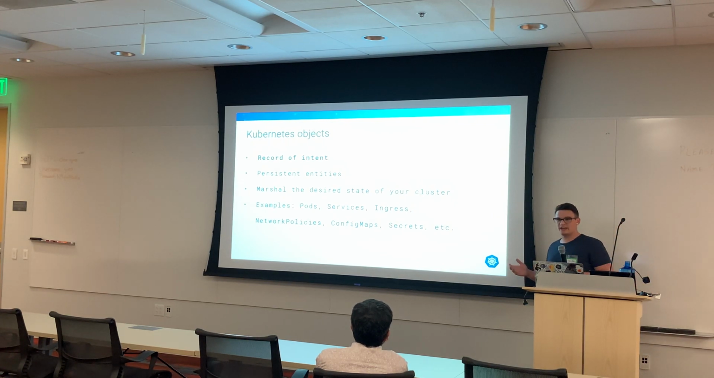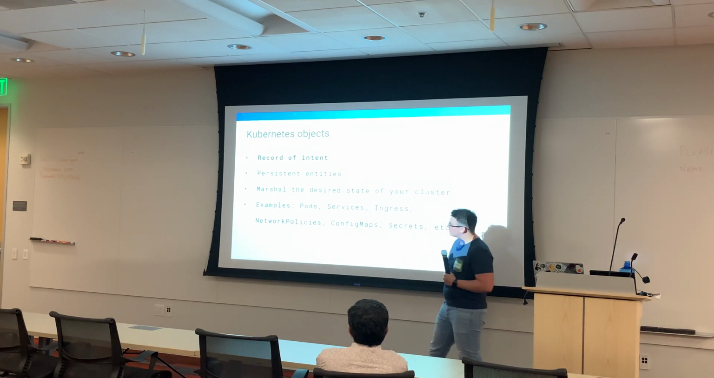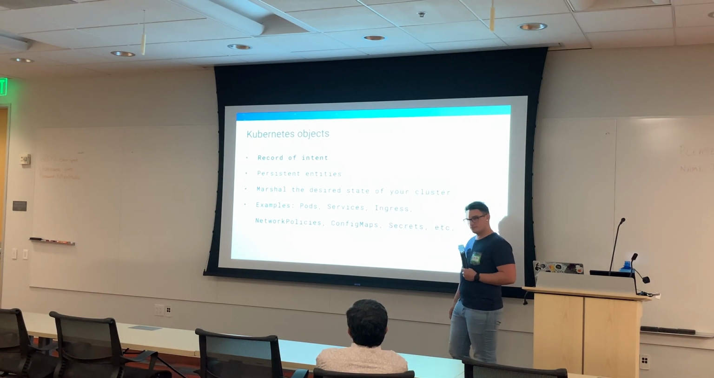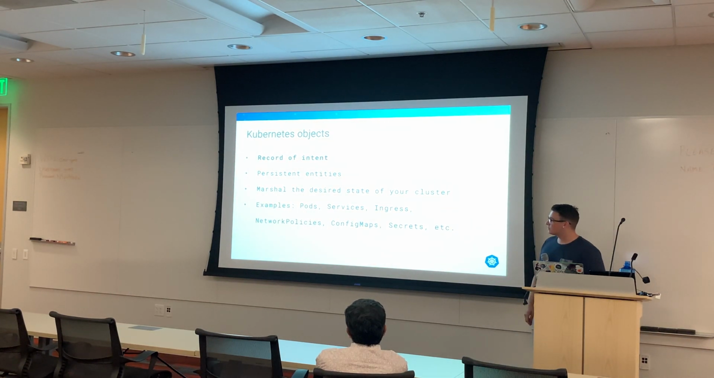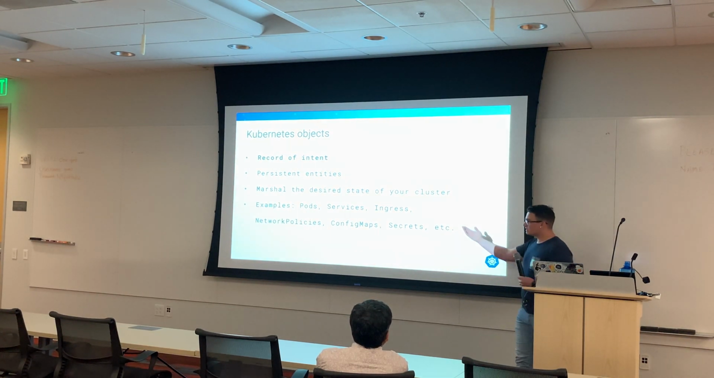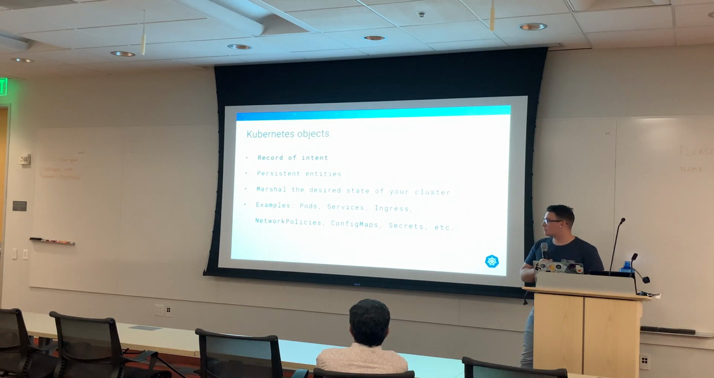So how does Kubernetes work from there then? Actually, I should go through the rest of these bullets, because it persists entities, again stores that all in etcd, and it marshals the desired state of your cluster. That's basically all the same bullets. And the examples of these resources are things like pods, services, ingress, network policy.